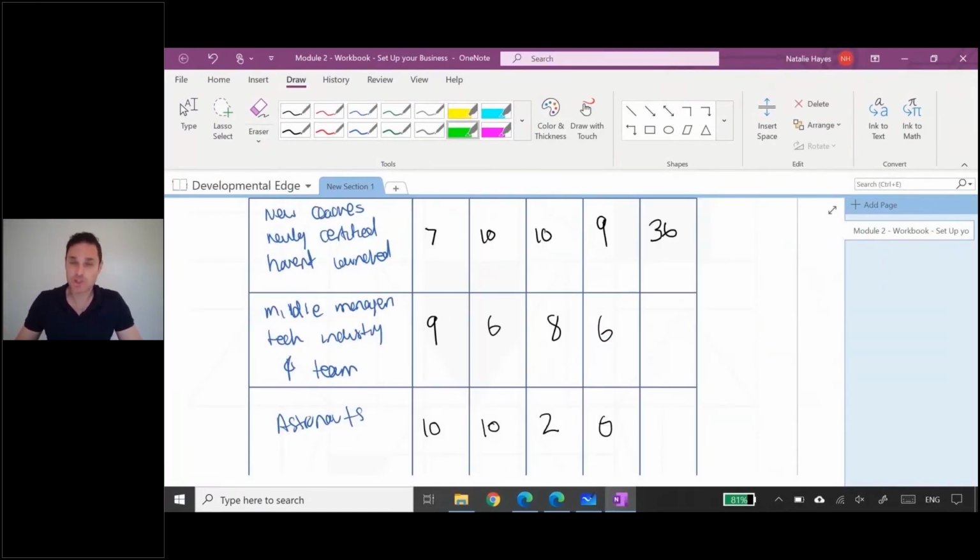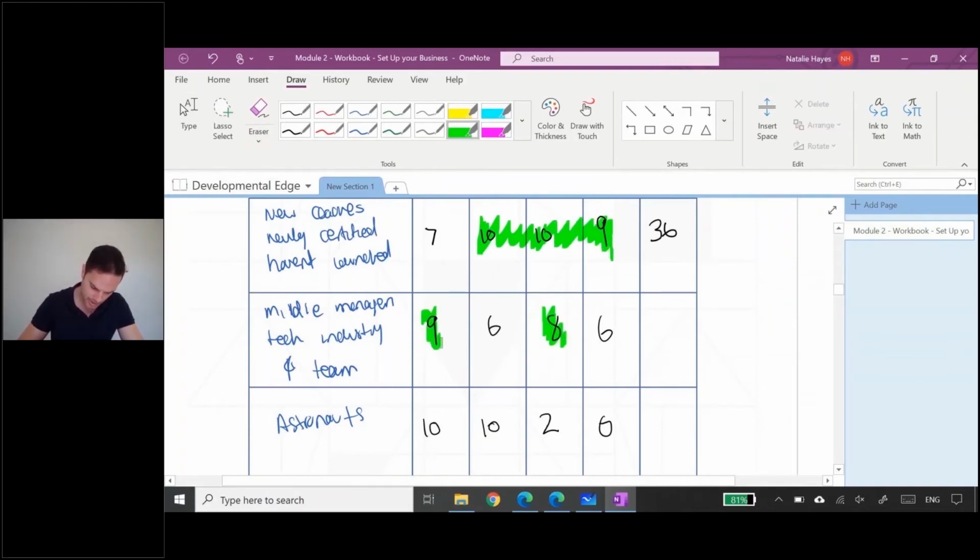So to make it easy, we'll just color code. Anything that is an 8 or above is a great score. We want to give that green because green is for go. So we've got a couple of green things here. We've got an 8 here, we've got a 9, a couple of 10s.